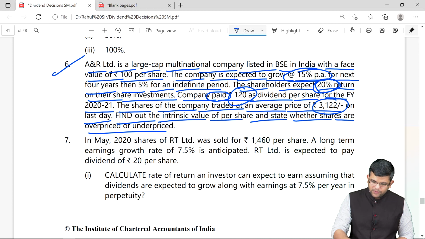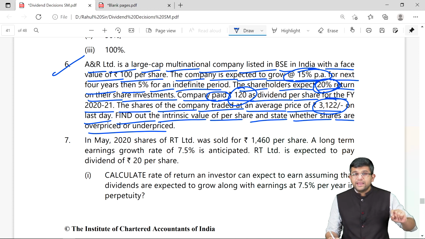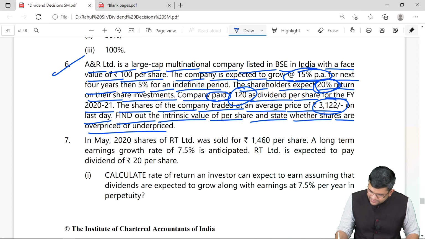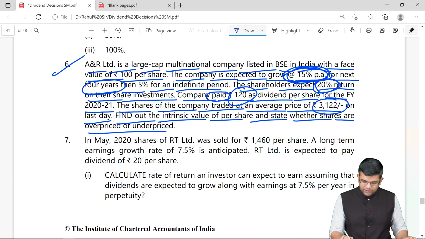Let us take 120 on the calci. Now children, they are saying that this dividend of 120 is expected to grow at the rate of 15% per annum for the next 4 years. Okay, 15% per annum for the next 4 years.